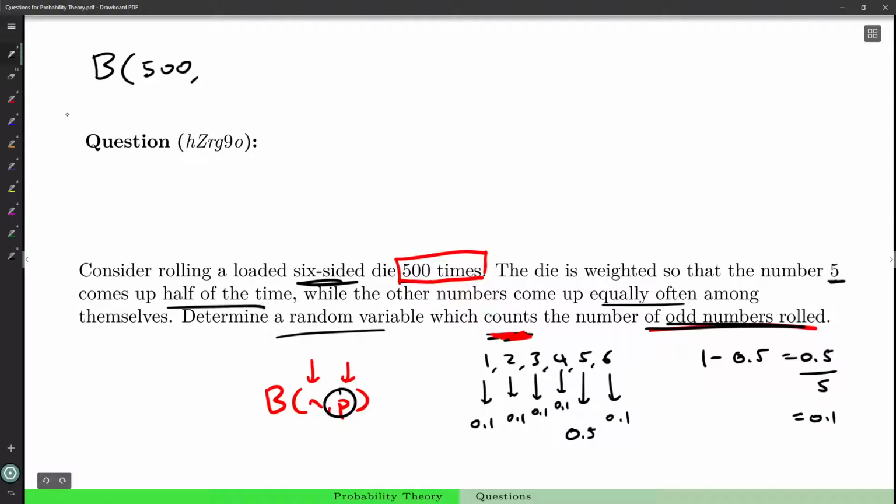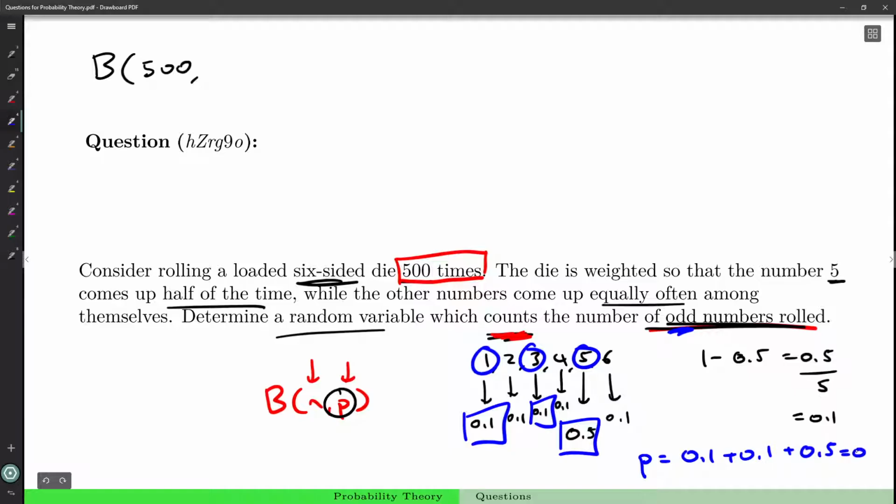Okay. Now we just want odd numbers, so 1, 3, and 5. So the probability of a 1 is 0.1. The probability of a 3 is 0.1. The probability of a 5 is 0.5. So the probability of an odd number being rolled is the sum of these, because it could be a 1 or a 3 or a 5. So that's 0.7, or we could say 7/10, and that's the probability that we're interested in. So we could write it this way, or we could say 7/10. But either one of these binomial random variables will count what we're interested in.